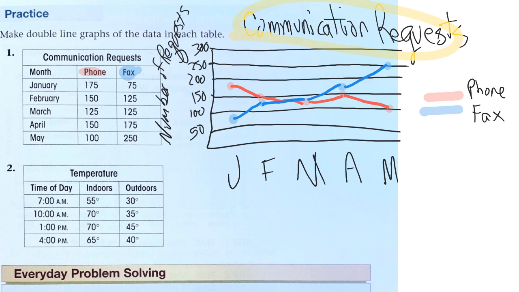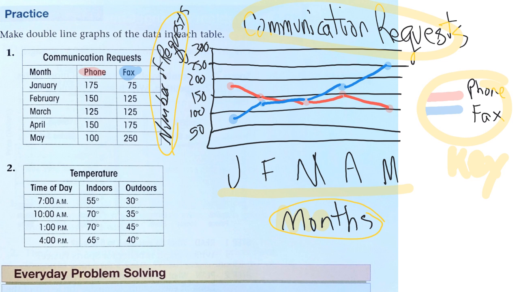All right, now let's double check we got everything. So we've got our key. We have to label this as months. That's another thing we forgot. Months. Now we have more things labeled. All right, so we got our months. We've got our number of requests. The interval is in 50s. We've got our lines. All right, we've got the two different things, phones and faxes. I think we finished.